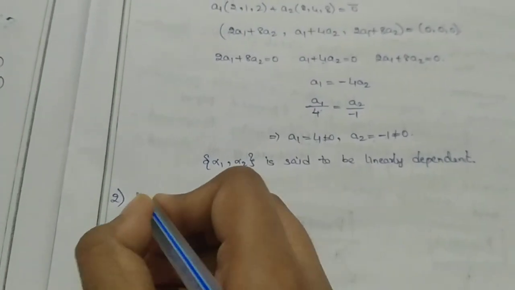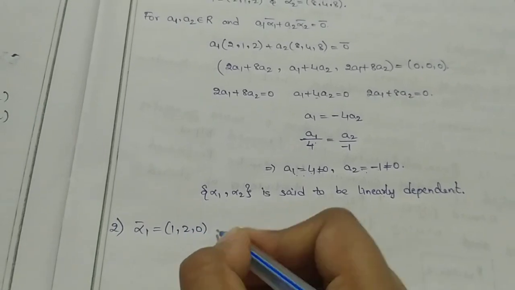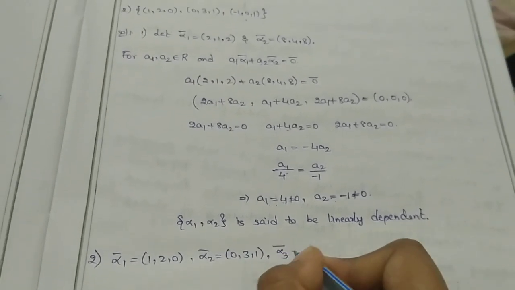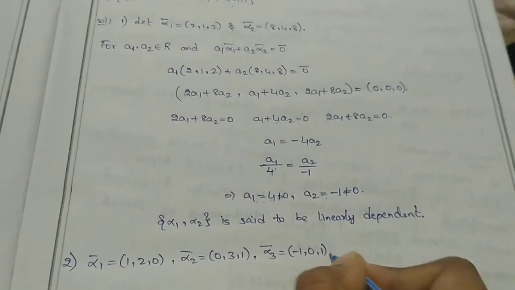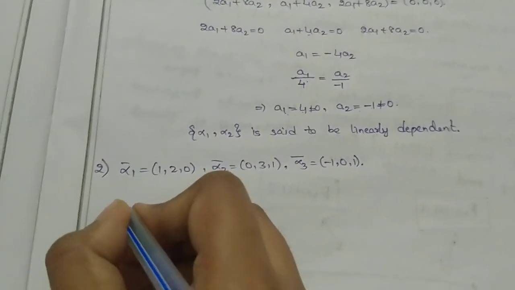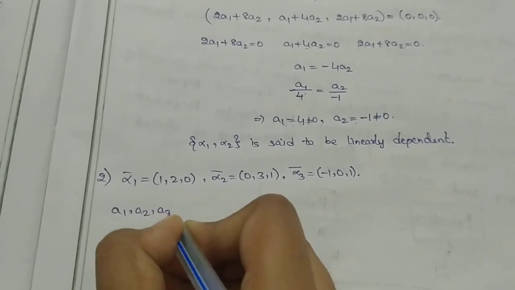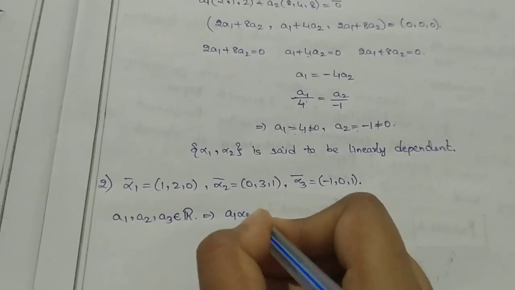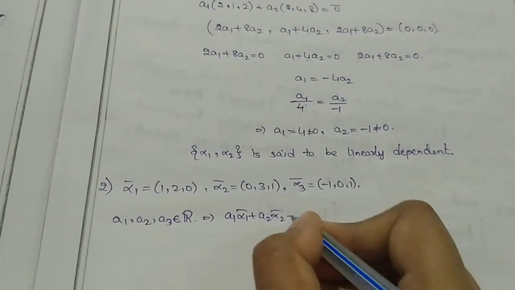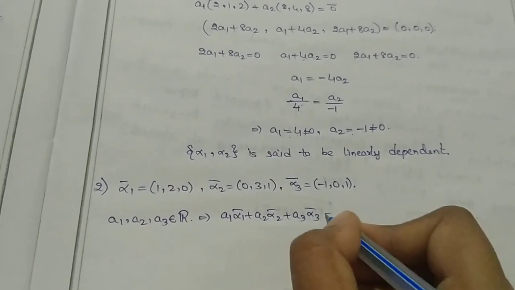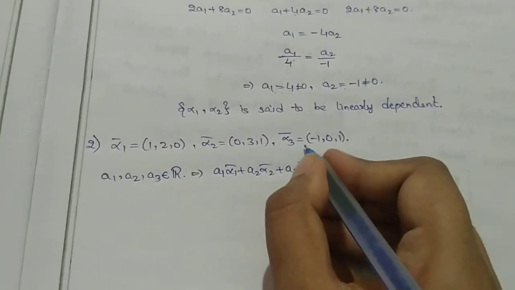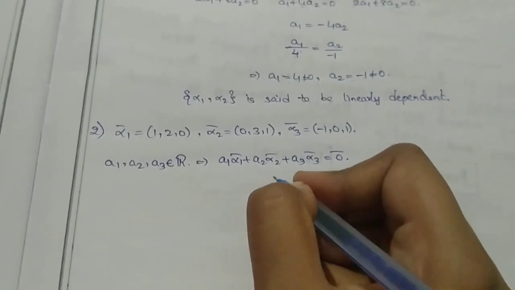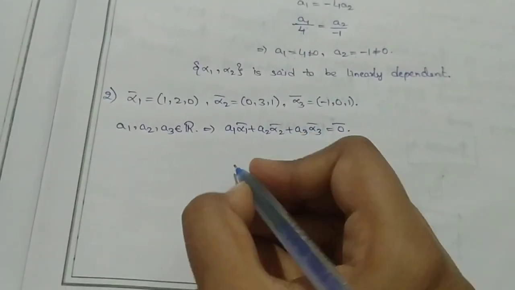So we have alpha 1 bar as 1 2 0, alpha 2 bar as 0 3 1, alpha 3 bar as -1 0 and 1. Let us write the linear combination of these vectors. For that we need three scalars a1, a2, a3 belonging to R. That implies the linear combination is a1 alpha 1 bar plus a2 alpha 2 bar plus a3 alpha 3 bar. If we continue substituting these alphas in the linear combination and solving by equating the coordinates, then it takes lots of time. So let us solve in the determinant form.